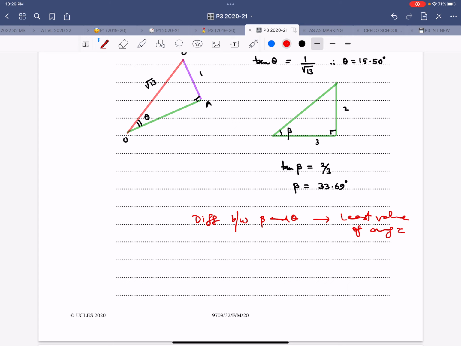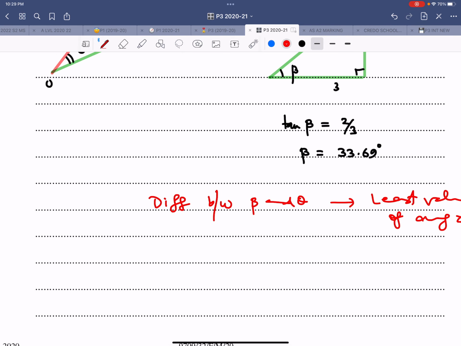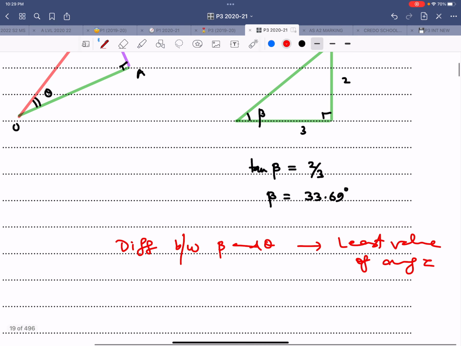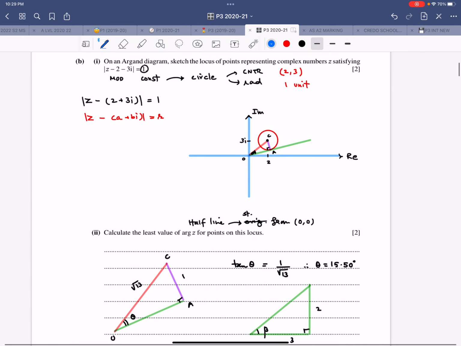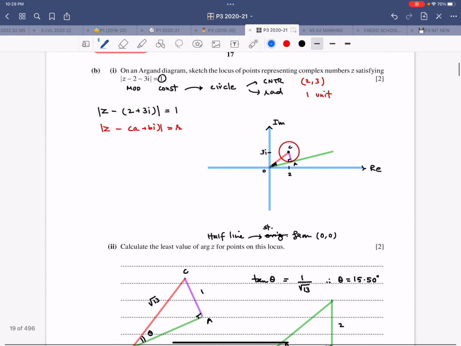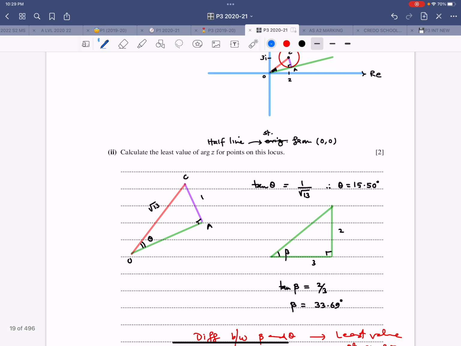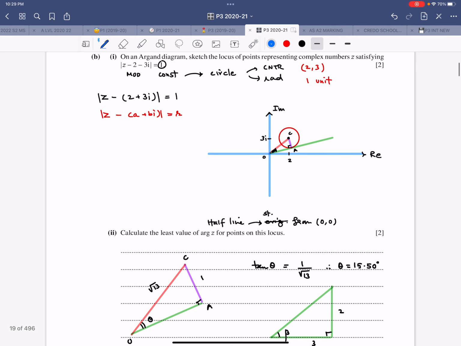So the least value of argument of z is 33.69 minus 15.50. This comes out to be 18.19 degrees. Let me double check if this answer makes sense. First of all, calculate the least value of argument of z for points on this locus. The circle is there, that makes sense, and then the least value would be from the half line. So (2, 3) was that angle, that is 33.69, and this angle is 15.5 degrees.